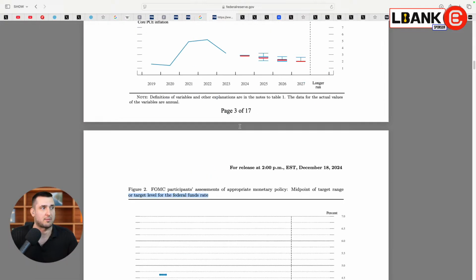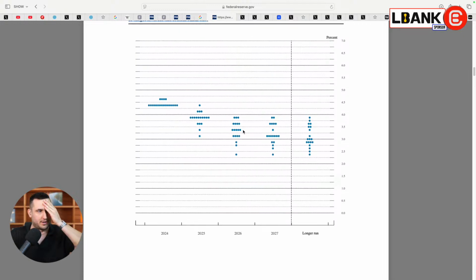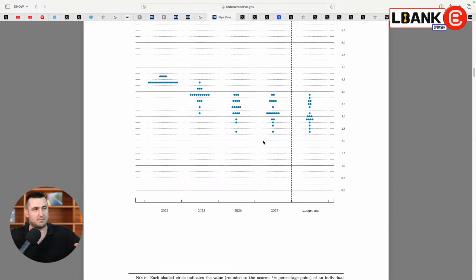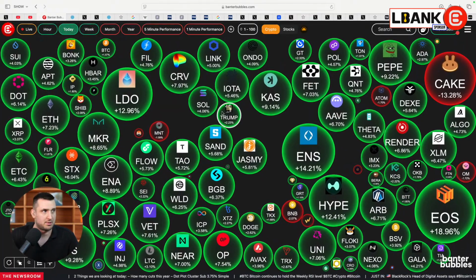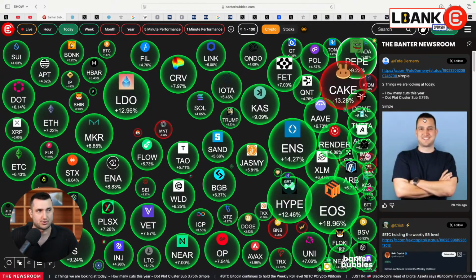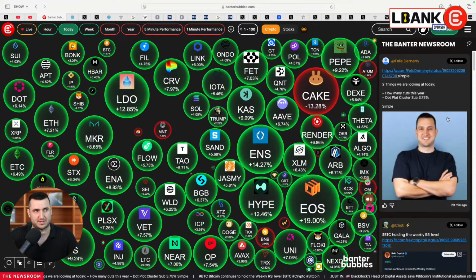You can find these documents on the Fed's page, and when it comes out, you can open this, and this is page 4. But actually, the best place to look is to go into Bento Bubbles, then into the newsroom, and it is going to be here. I actually posted this just now.